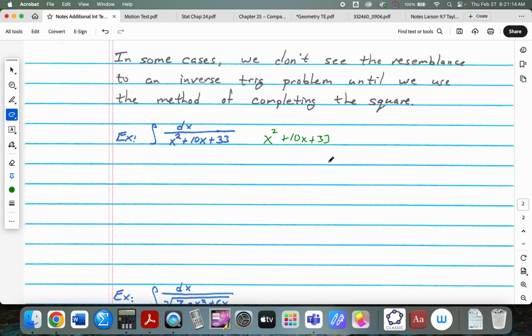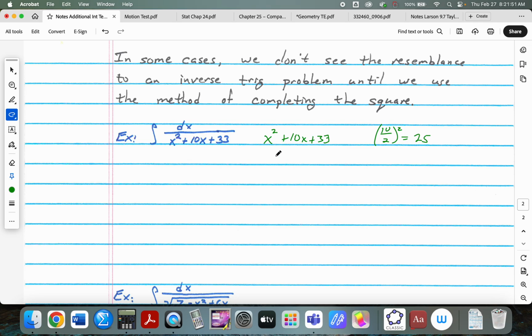The first step is one that we don't actually have to do on this one, is if there is a coefficient on the x squared, it must be factored out of everything first. We don't have that problem here. Next, what we're going to do is look at the middle term, we're going to take half of its coefficient and square it. That's 25. What we're going to do is we're going to add that and subtract it.